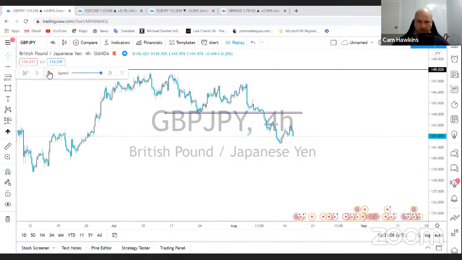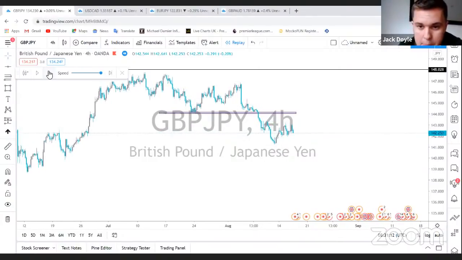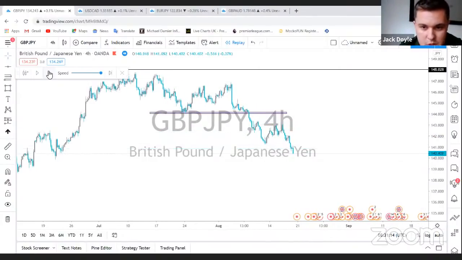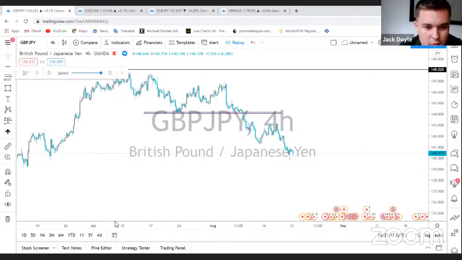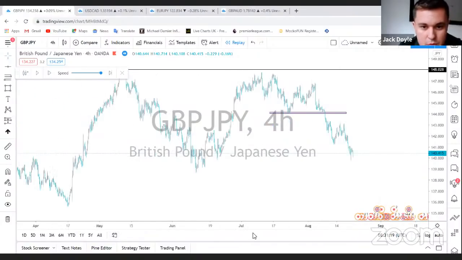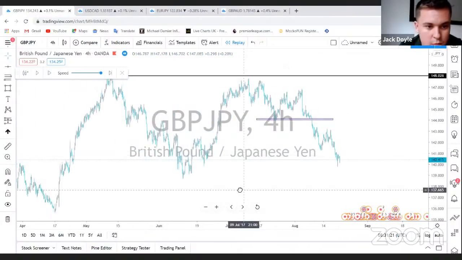So what are you looking for? The break and retest on this? Break and retest, didn't get the retest. She's starting to annoy me now. I'm gonna look for an entry to get something in.